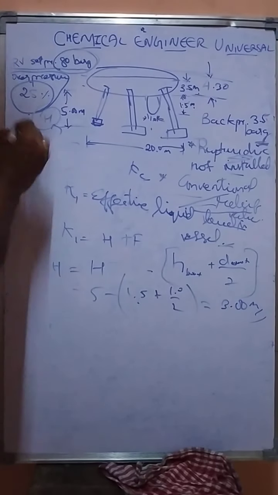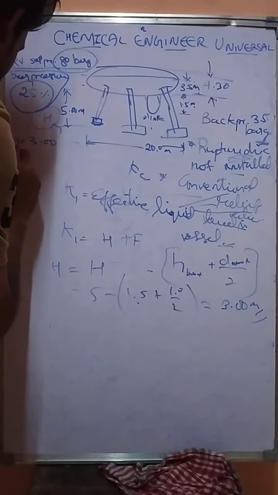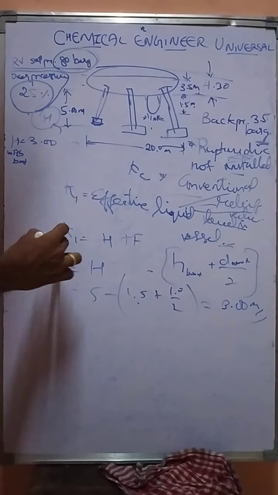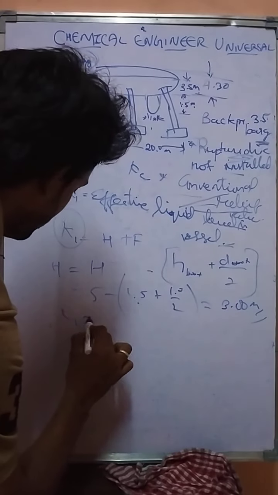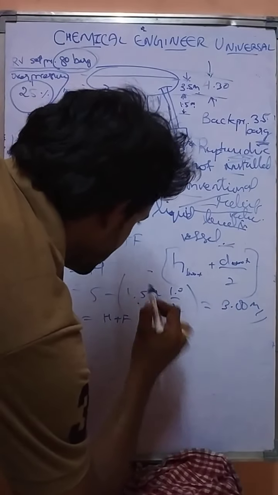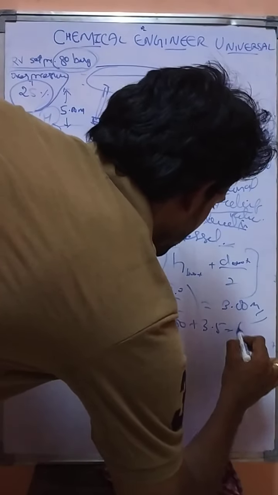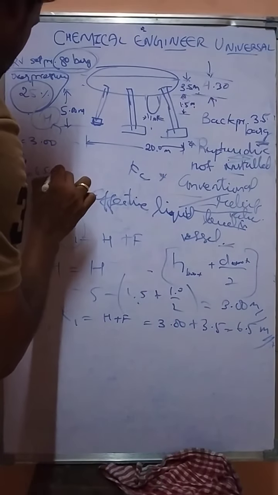So we know H. Just write it here: H is equal to 3 meters, that is with boot. Now we have to find K1, so just add the liquid level. K1 is equal to H plus F, which is 3 plus 3.5 meters, equal to 6.5 meters. So we got the K1 value. Just write it down.